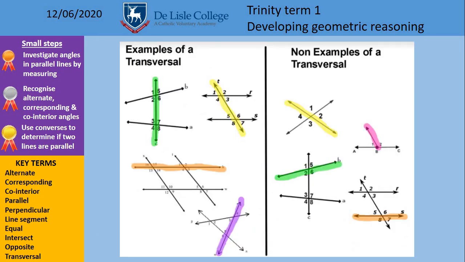So here are some examples and non-examples of transversal. We've highlighted the transversal line. The ones on the left, clearly they cut through at least two lines. The ones on the right, they're only cutting through 1 line, so they are not examples of transversal.